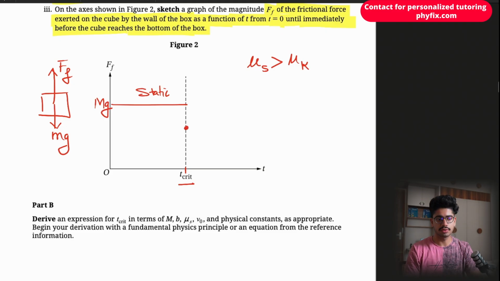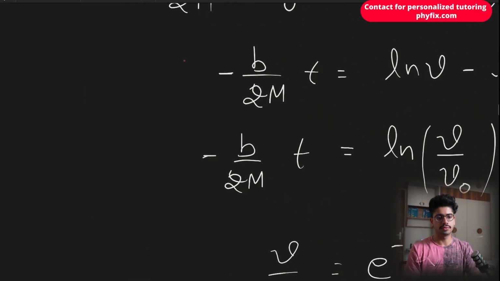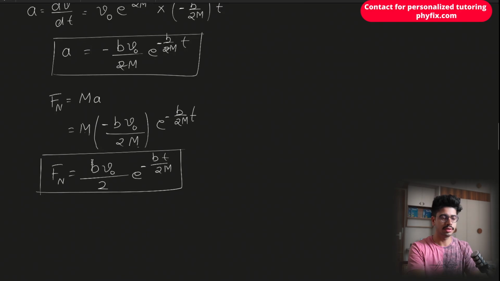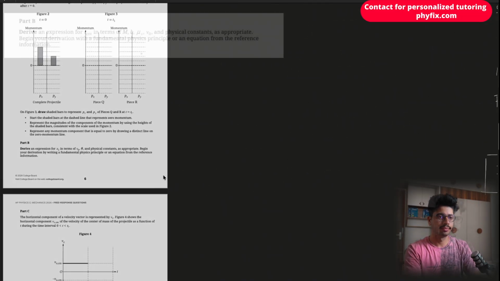The graph is gradual: the friction force decreases and it will decay exponentially. This is because the normal force value is decreasing exponentially. As the normal force value decreases, the friction force is also going to decay exponentially.